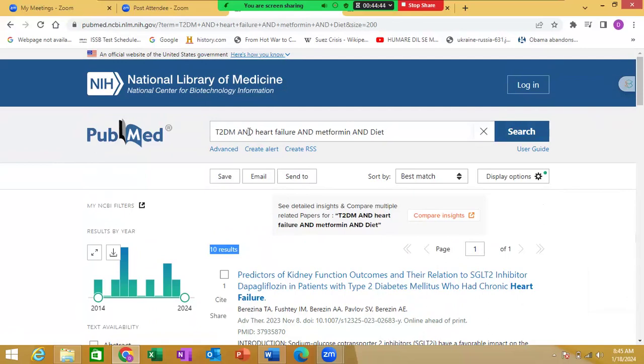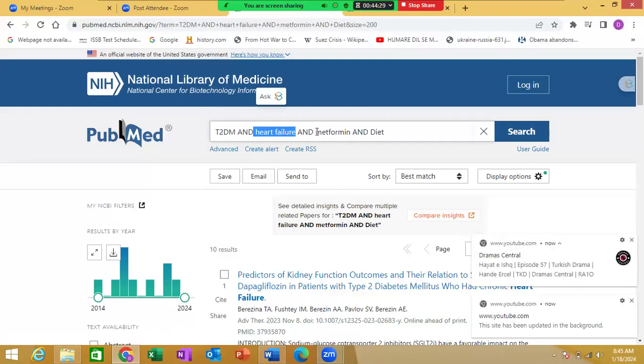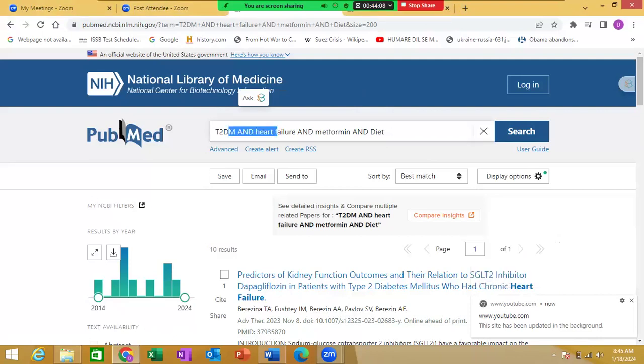This and means you are separating any two terms. When I'm separating type 2 diabetes mellitus and heart failure, this means these are separate terms. And again and this metformin, again and this diet. So this is how I put and to separate all these terms. That means it will retrieve all the studies that have mentioned these 4 terms in their titles.